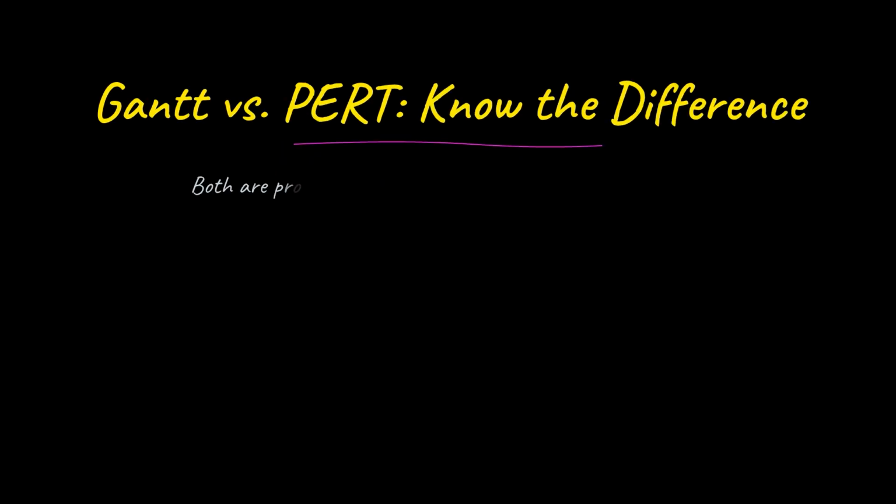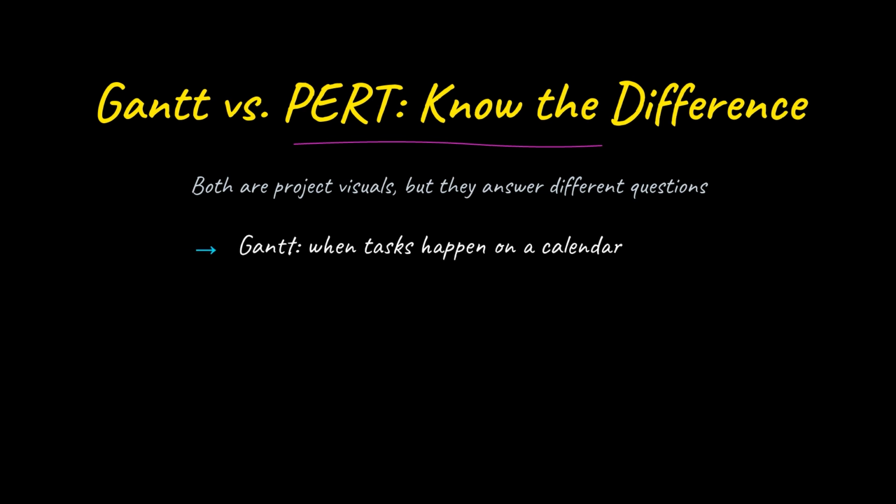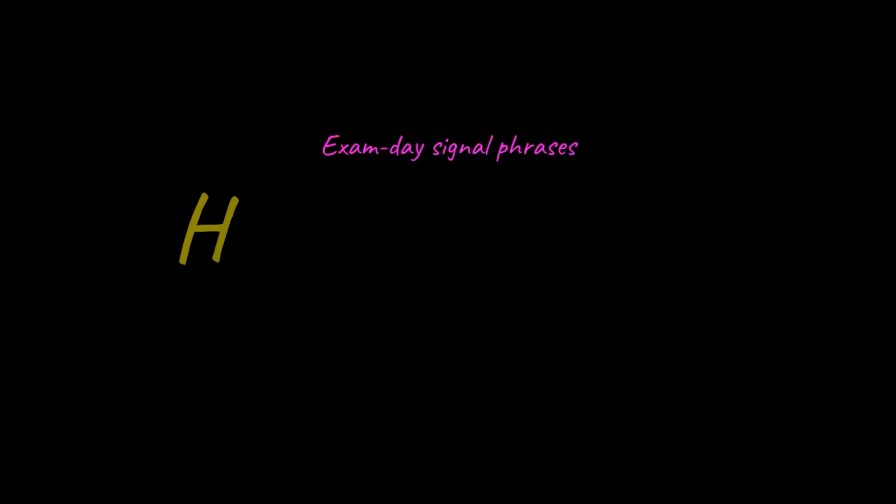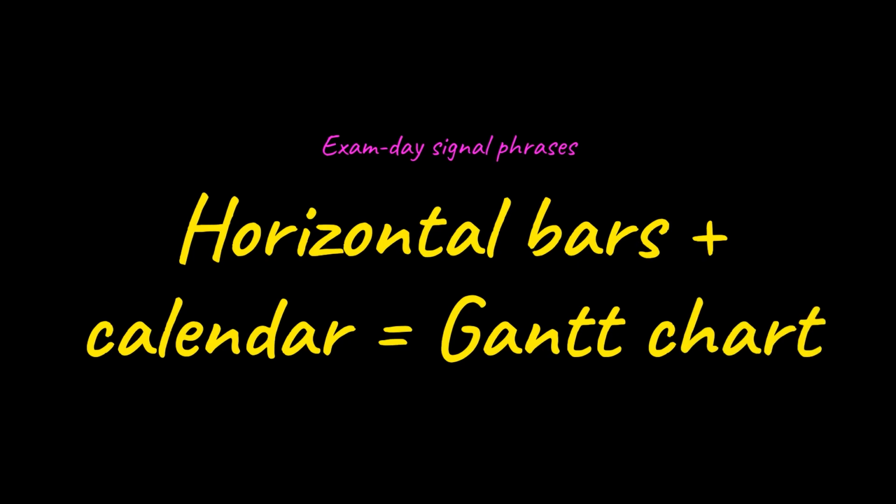The classic exam trap is confusing Gantt with PERT. A Gantt chart shows the schedule on a calendar timeline. A PERT chart maps task dependencies in a network. Mature project managers use both, but for entirely different purposes. When you see the words horizontal bars, calendar timeline, task duration, or visual schedule in an exam stem, the answer is Gantt chart. Remember, Gantt communicates the schedule, PERT analyzes the path.